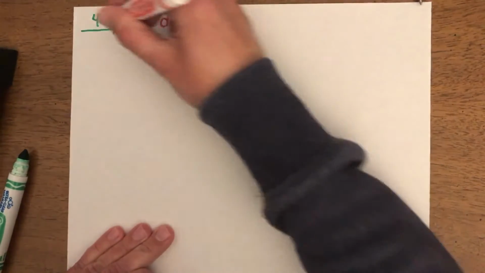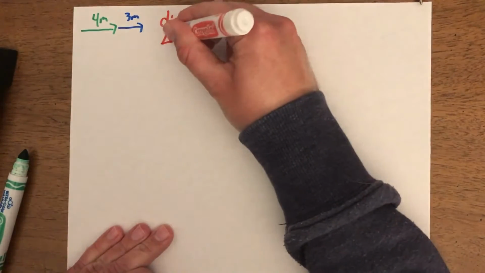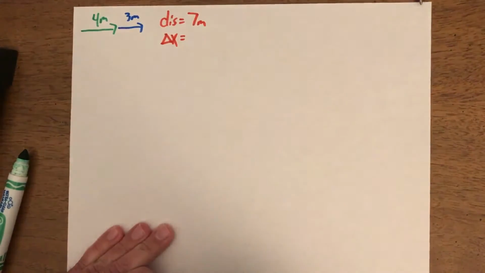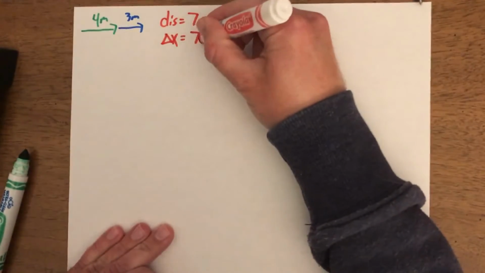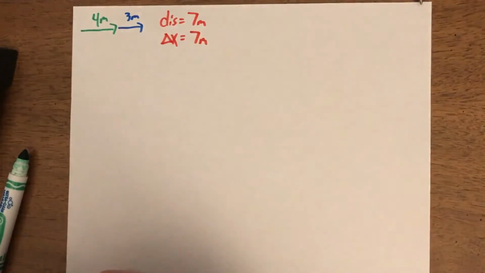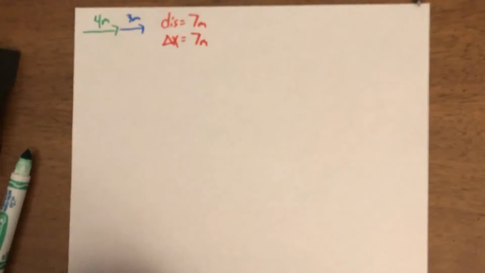So I'll just write distance as dis here. Our distance is 7 meters that we walked all together. And our displacement, I'll just write as delta x, is also 7 meters in this case. We're 7 meters to the right of where we began.